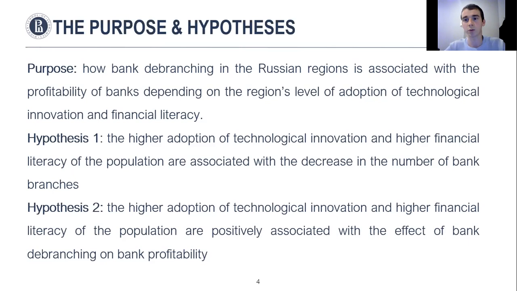So what's the logic here? I suppose that if the Russian regions exhibit sufficient levels of adoption of technological innovation, and if the regions have a population that is highly financially literate, then bank debranching will be positively associated with bank profitability. And here you can see the two hypotheses that I'm going to test during my work.